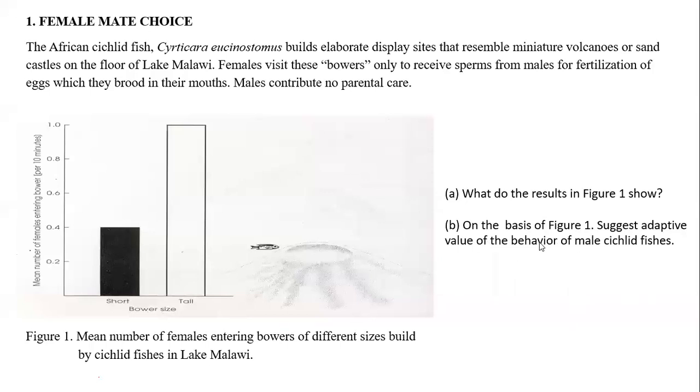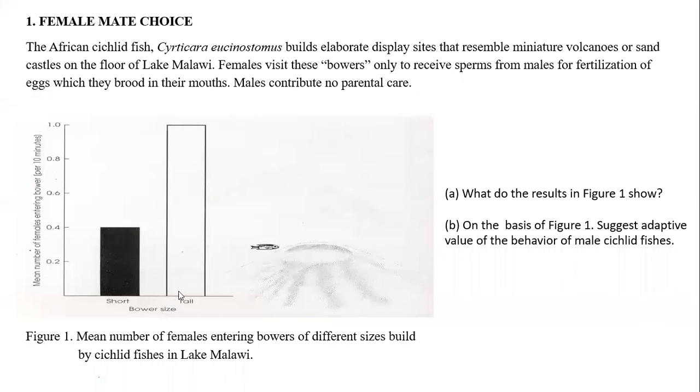Now, if we have been in this class, we will remember that anything to do with adaptive value of behavior has to do with question number 4 of Tinbergen. What is the function of behavior? So when we are going to answer this question, it is not going to be about causation. It is not going to be about development. It is going to be about the adaptive value of this behavior. Now, it is the adaptive value not just of all fish, but of male cichlid fish. So again, that is very, very important.